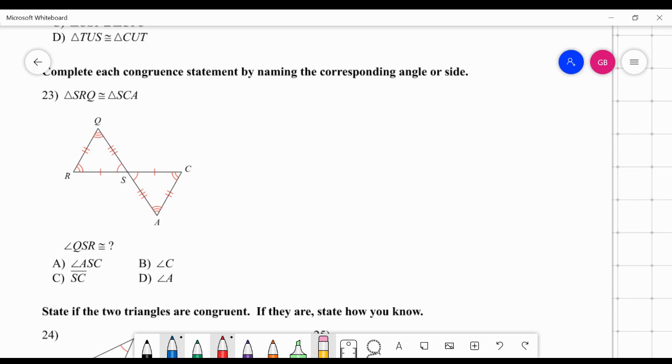Complete each congruent statement by naming the corresponding angle or side. So it's given that triangle SRQ is congruent to triangle SCA. So angle QSR is congruent to what angle? Okay, Q corresponds to A because it has three arcs. X corresponds with S, and R corresponds with C. So angle QSR is congruent to angle ASC, which is option A.